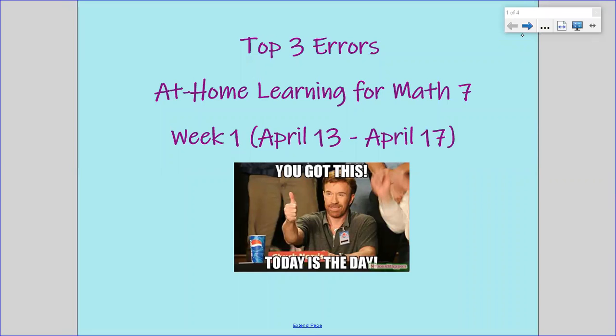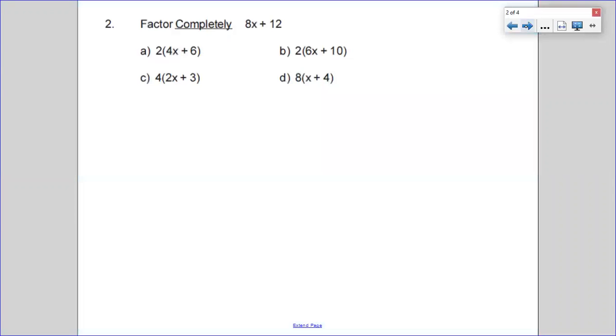And as I've been grading them, I have noticed my top 3 errors. These errors are things I'm noticing across the board, so I thought I would address them. And it just so happens that they're in 3 separate areas. So let's go through these 3 errors. It would be good for you to jot down some notes so you can use this for future at-home learning assignments. So the first one is with factoring for number 2.